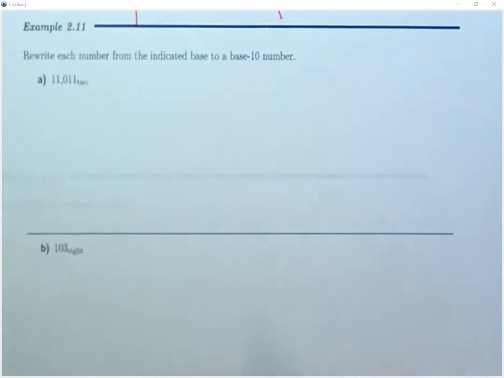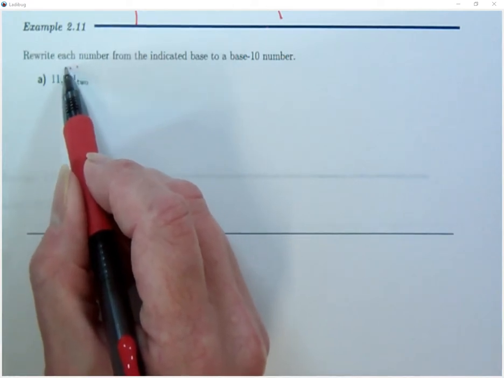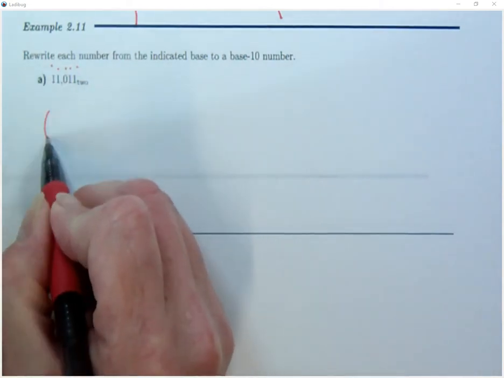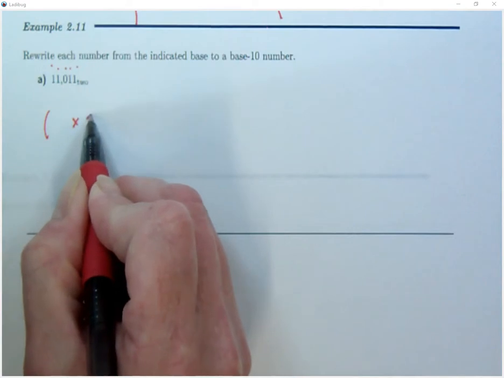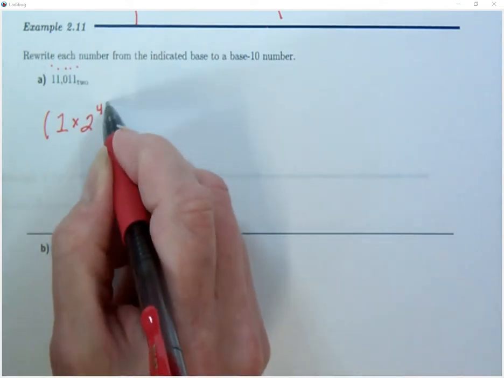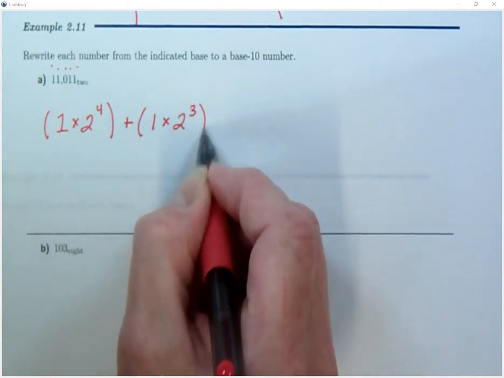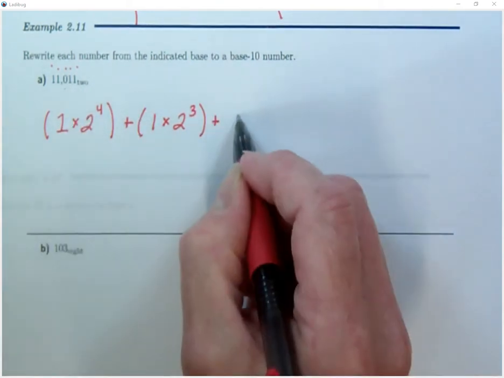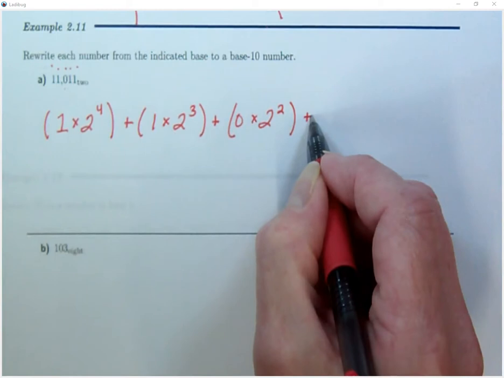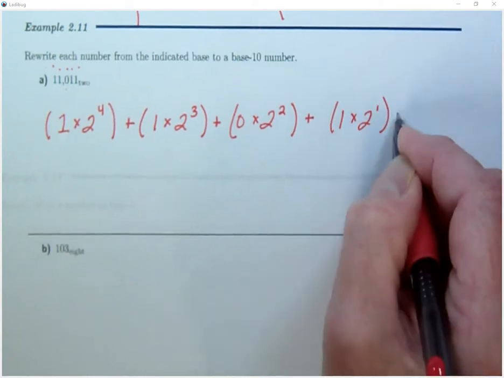So here base 2 again, you have the power of 0, 1, 2, 3, 4. So that's how I know where to start. So I know it's going to be something times 2 to the 4th, and then I'm going to look at my number here. So 1 times 2 to the 4th, and then just down the line, 1 times 2 to the 3rd, and then 0. Don't forget to just write that out. It's good practice. Times 2 squared, and then 1 times 2 to the 1st.